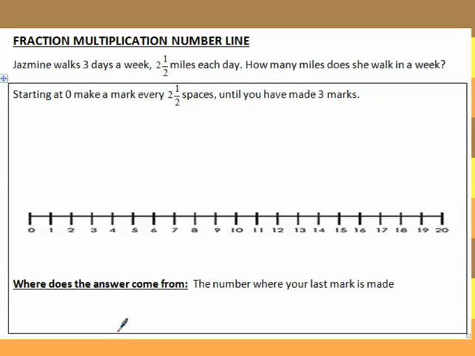Now, if we look down below, we have another type of modeling, which includes a number line. So it says Jasmine walks 3 days a week, 2.5 miles each day. How many miles does she walk in a week? Our key words here are 3 days a week and 2.5 miles each day. So our directions say start at 0, making a mark every 2.5 spaces until you've made 3 marks. Now, because our fraction is a half, I'm going to put a mark at each half spot on my number line.